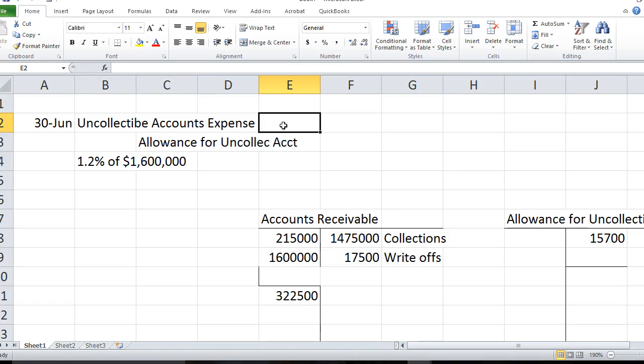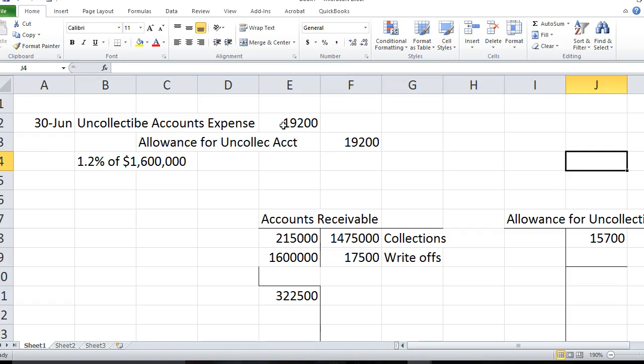1.2% is 19,200. Okay, it's another zero. So we know using this net sales method, percent of sales, that we are going to do an entry: uncollectible account expense of 19,200, and our credit for allowance of uncollectible is 19,200.